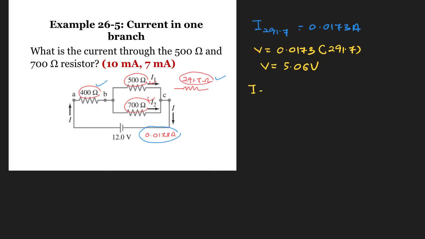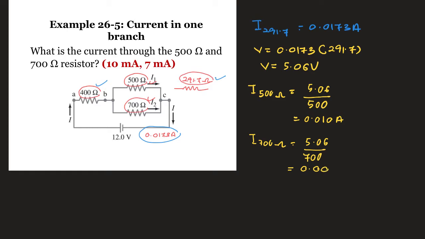Then from there, you can find the current using the same concept, which is Ohm's law. So the I at 500 ohms will be 5.06 divided by 500. So you're going to get 0.010 ampere, or you can put it as 10 milliampere. And the same thing you are going to do for the 700 ohm. 5.06 over 700. Therefore, you are going to get 0.007 ampere, or you can state it as 7 milliampere. So that's how you do it.